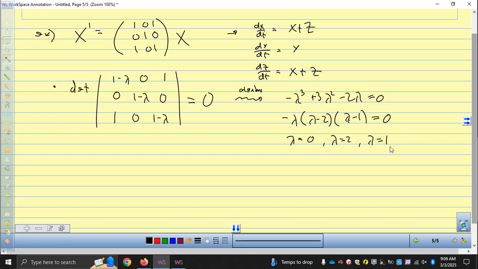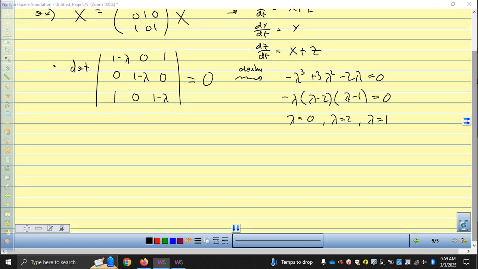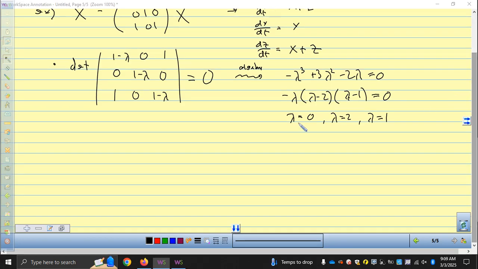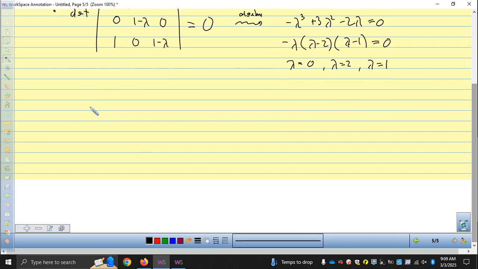So we have to find our eigenvectors associated with each of those eigenvalues. So big picture, we have a 3 by 3 determinant to determine. We have a third degree polynomial to solve. Then we have 3 by 3 systems of equations to solve for our eigenvectors for this system. Luckily, the 3 by 3 systems are nice.